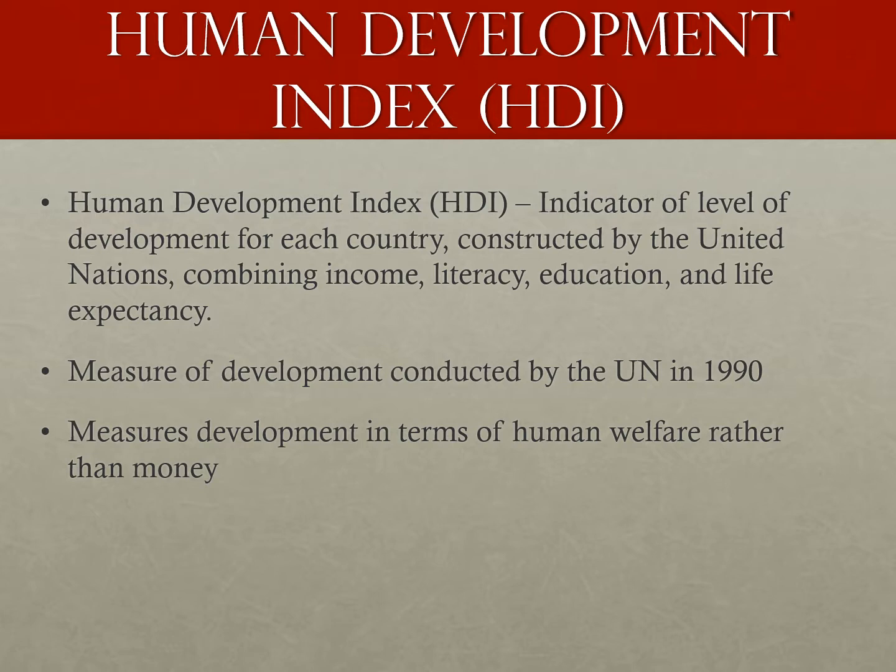Well, in 1990, a Pakistani economist created, and the United Nations, or the UN, adopted a metric of development that was based more on human welfare rather than exclusively looking at economics as a metric of development. And so in 1990, the Human Development Index was launched. Here's the definition: an indicator of the level of development for each country constructed by the United Nations, combining income, literacy, education, and life expectancy. This is a great indicator of development. Let's look at how countries are evaluated using this system.